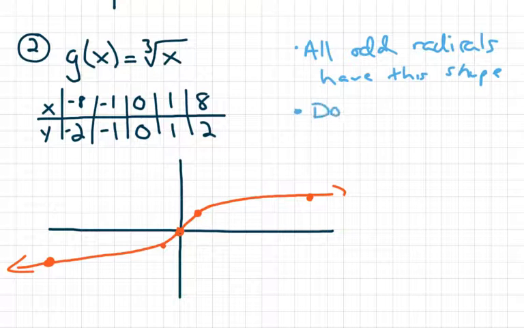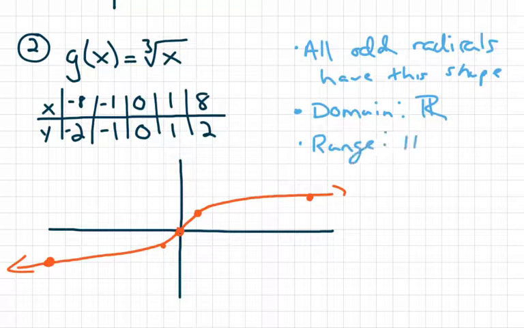The domain for odd radicals is all real numbers. We can put any number under there and we're going to get an answer. The range is actually the exact same thing. We're going up and down slowly, going from 1, and then it takes us forever to get to 2. It would take us even longer to get to 3, but eventually we would get to all of the y values, and then same thing on the bottom side. So the domain and range for odd radicals is all real numbers for both.